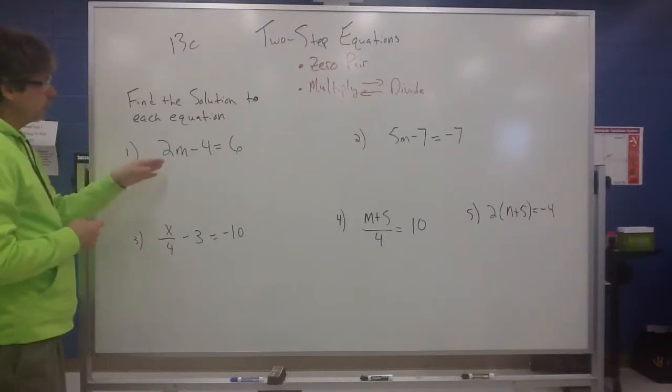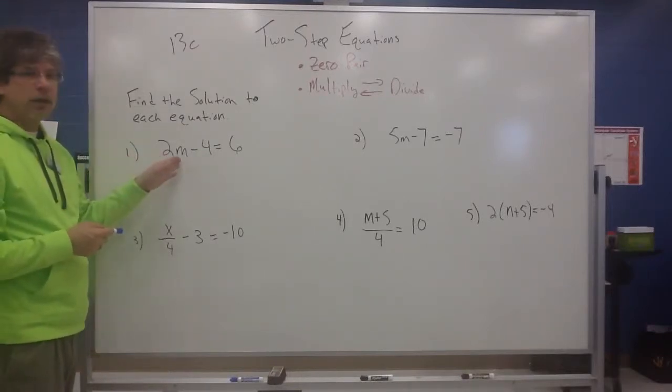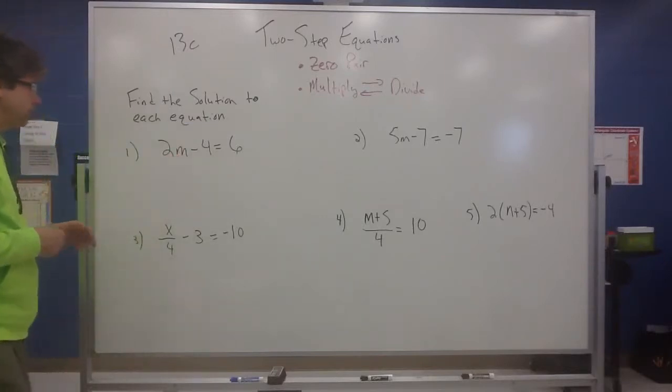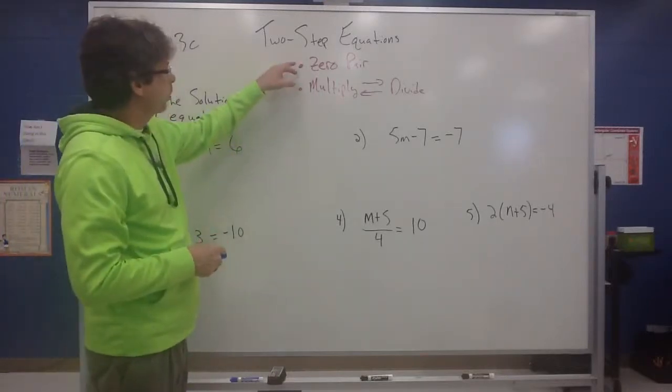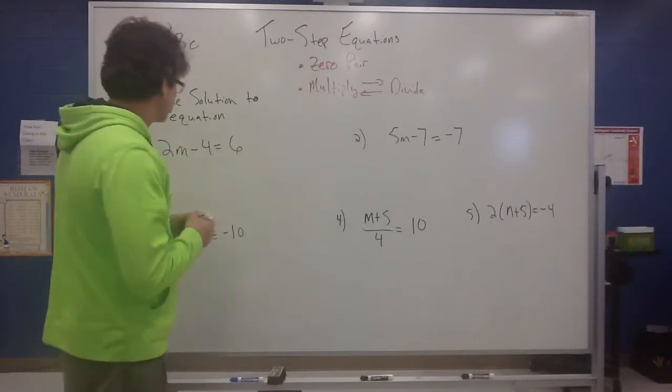And when we say solve for x, what that means is get the letter by itself. In this case, the letter is m. I want to isolate that. Some strategies we can use to get this by itself: I can use what we call the zero pair concept, and then I can think about multiplying and dividing last.